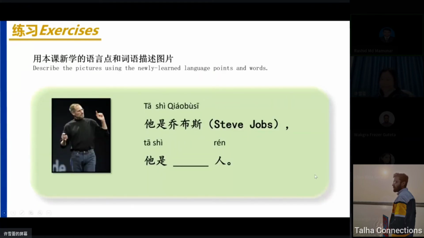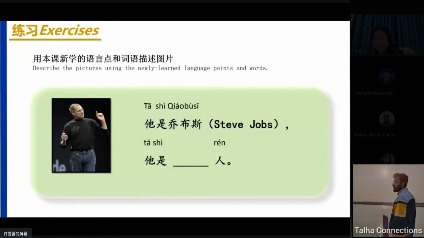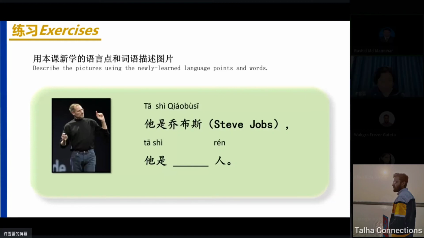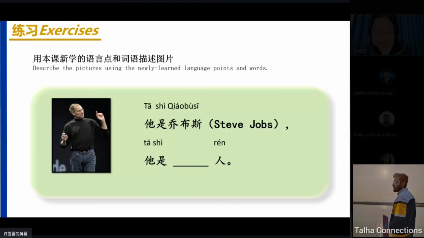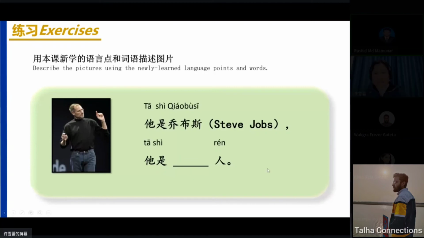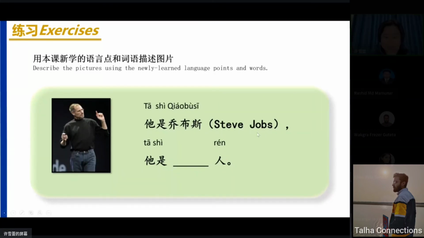All right, now let's do some exercise like this. Talk about the picture. Now look at the picture. I guess you know him, right? Steve Jobs. He is Steve Jobs.